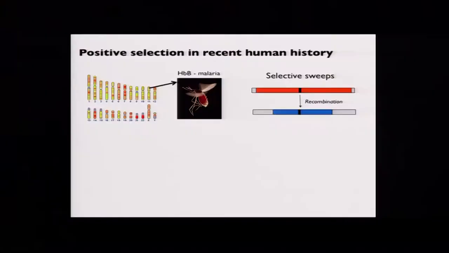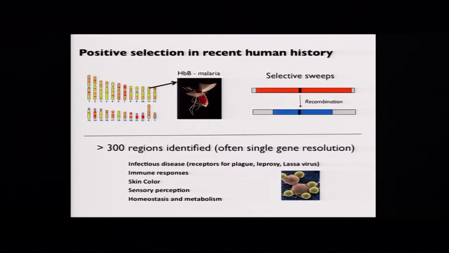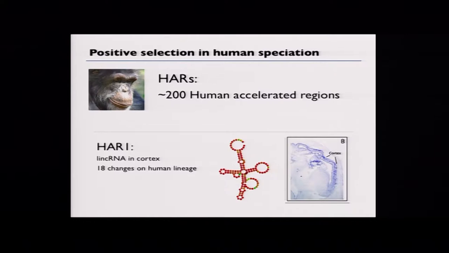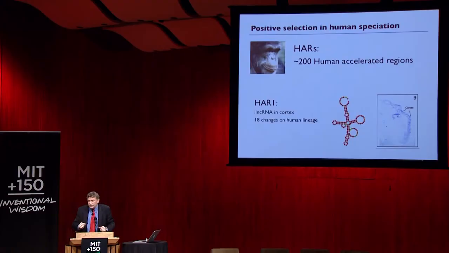We can read out positive selection in the human genome, sweeps when something became advantageous and swept with it a whole region of the chromosome around it. And more than 300 such regions have been identified. And we can go back and ask what kind of selections happened in the speciation of humans from our common ancestor with chimp and identify genes, dozens of genes that underwent strong positive selection.